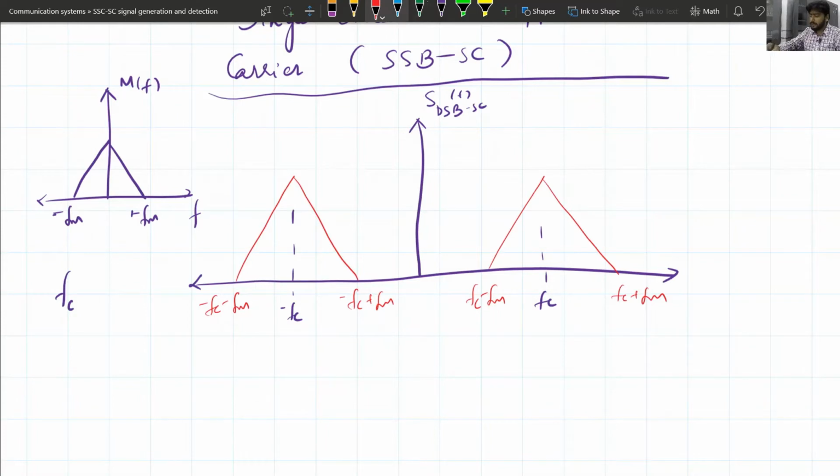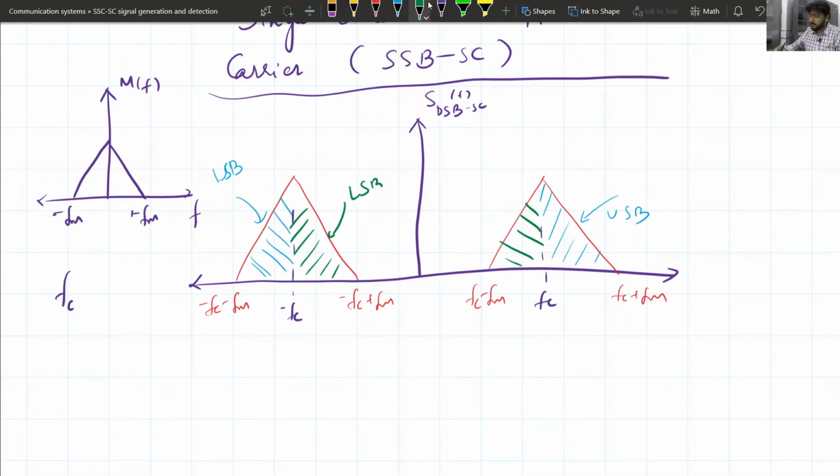Now we know that two sidebands are present in the DSB-SC signal, or if we take the case of the amplitude modulation signal. This is the upper sideband, and then we have the lower sideband.